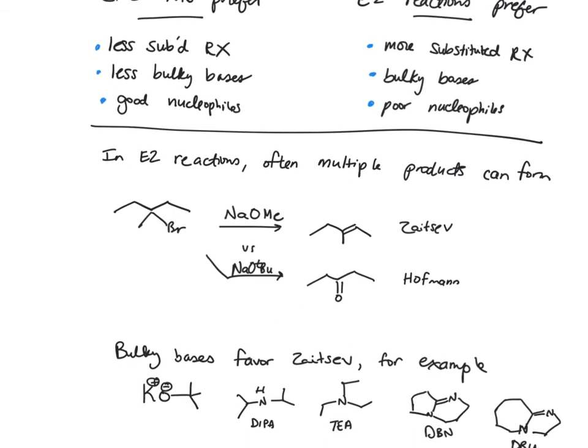In E2 reactions, often multiple products can form. For example, let's take the following substrate. 3 different products can form by treating this alkyl halide with bases that are bulky and not bulky.